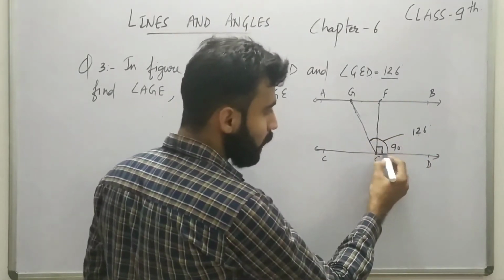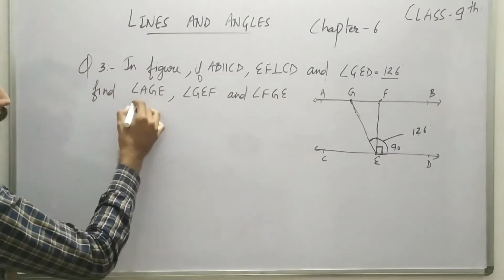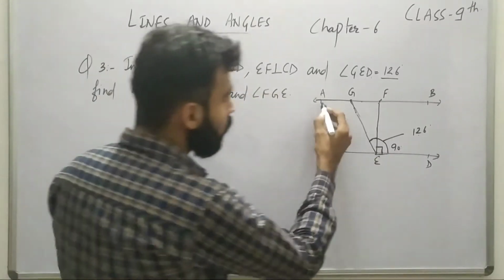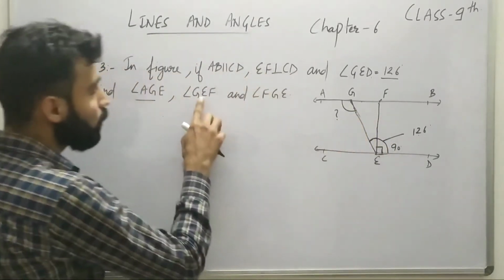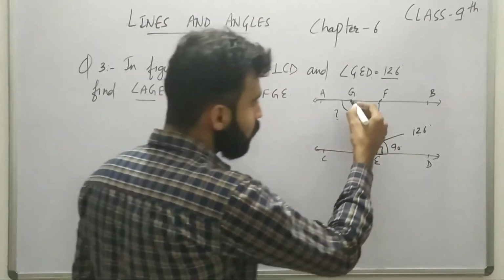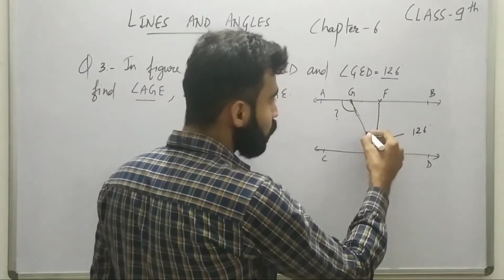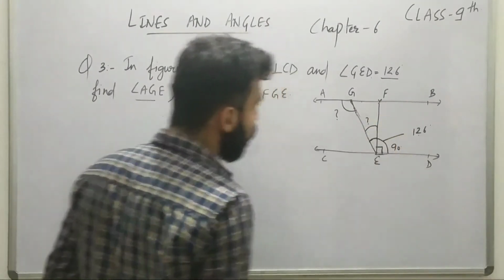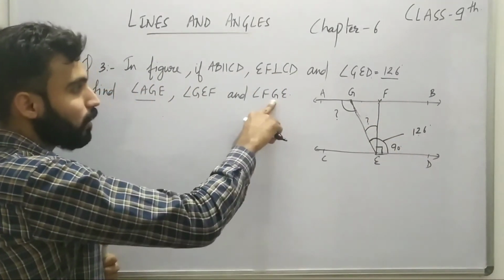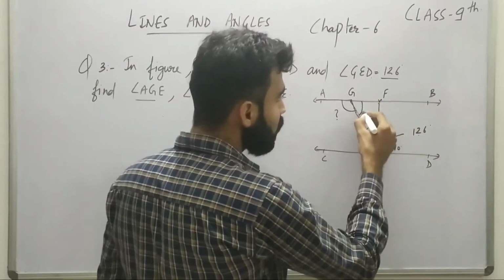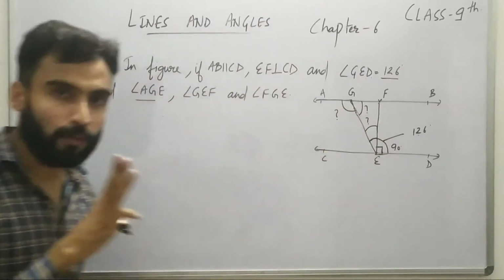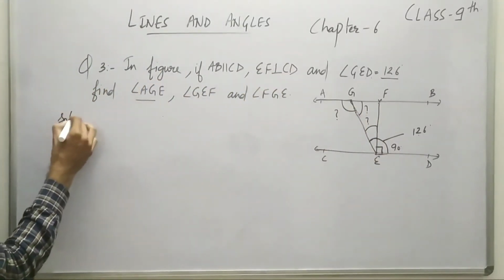And this is 90. Now further, what we have to find is angle AGE. That means this angle we have to find out. Further, GEF. So this angle is also we have to find out. And the last one, that is FGE. That means this angle. So there are three angles that we have to find out. So let me just move step by step.